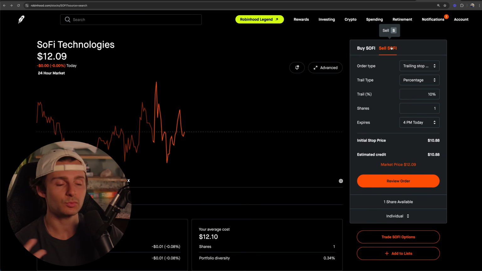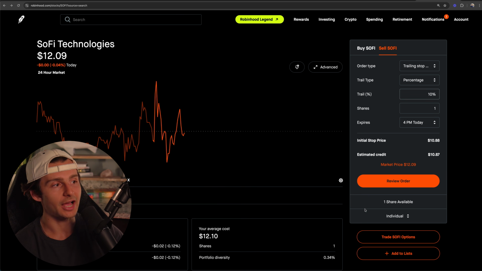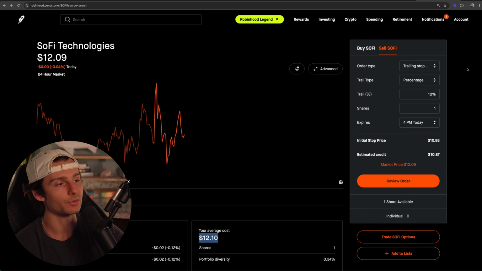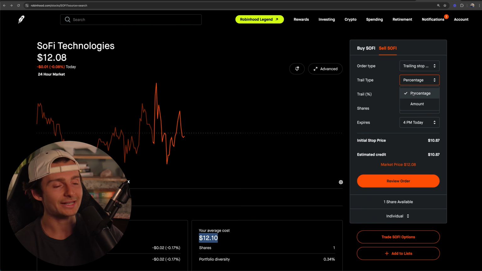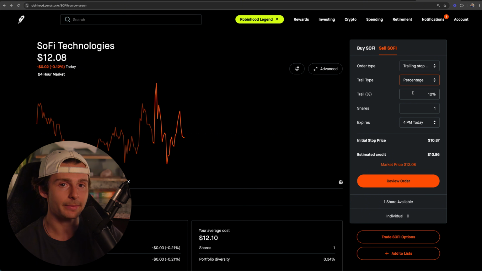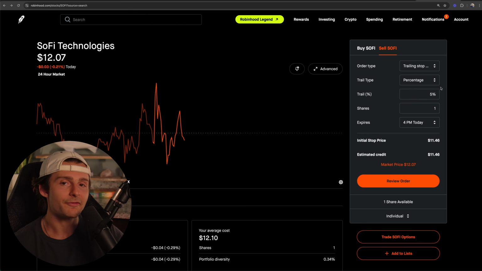Now, for a trailing stop, this one we're much more familiar with, I think. If we have a share of SoFi in this situation, we can actually trail our position. So if I am in and I have an average cost of 12.10 on SoFi, I go to the sell tab, trailing stop order, I can now trail by either a dollar amount or a percentage. So I personally would like to trail by a percentage. That's just kind of how my brain works, but maybe you like dollar amounts. And what I'm going to do is I'm going to say, okay, I'm going to trail SoFi by 5%. So if we drop 5%, then I am going to get triggered out. But if SoFi never has a 5% drop from the direction it's currently moving, then we're fine.